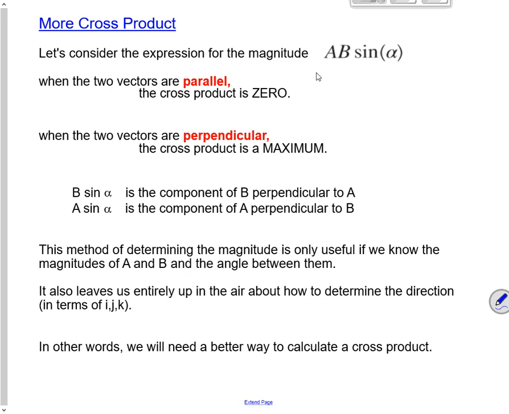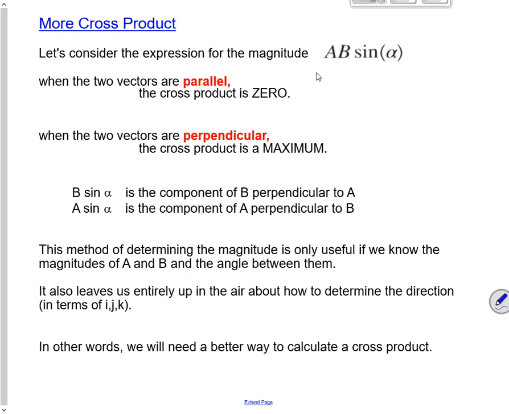All right, now let's back up. Let's look at this expression for the magnitude of the cross product, AB sine alpha, where alpha is the angle between the 2. When the 2 vectors are parallel, the cross product is always 0. When the 2 vectors are perpendicular, the cross product is a maximum because sine alpha will be 1. B times the sine of alpha is the component of B that's perpendicular to A. Or I could rearrange that expression and say, A sine alpha is the component of A that's perpendicular to B.